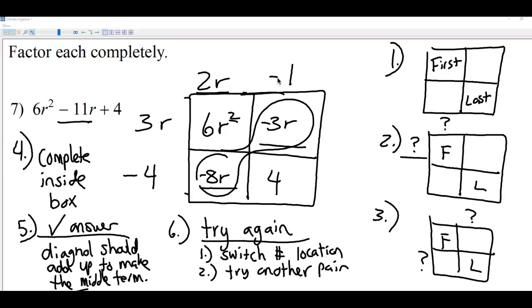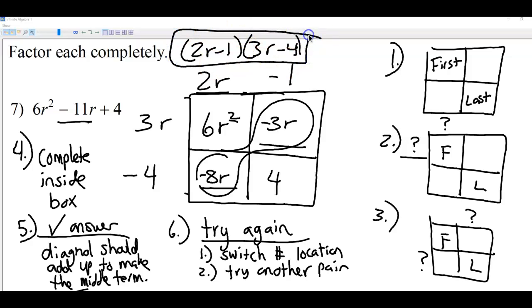Now I'll give you another useful hint. Let me write the answer first and I'll give you the last hint. So the answer is 2r minus 1 and 3r minus 4. We're done.